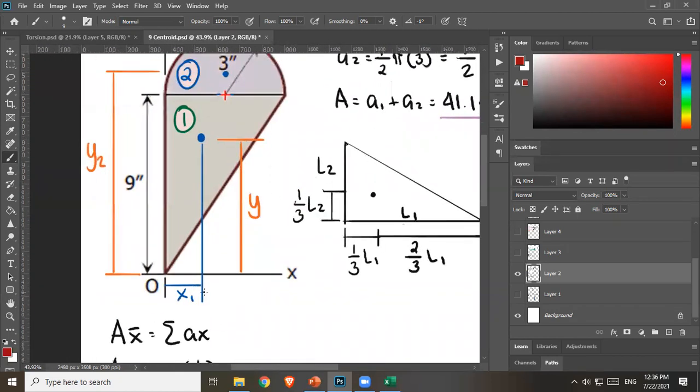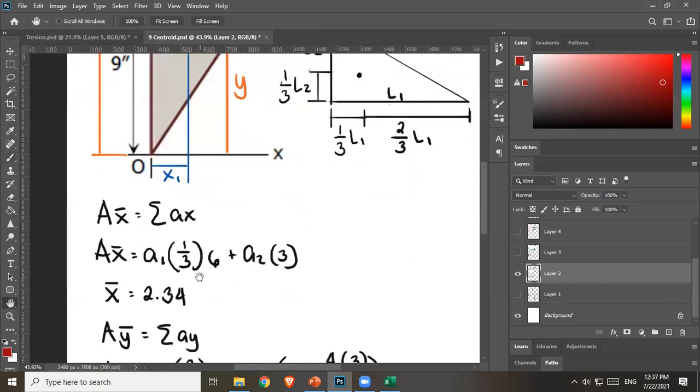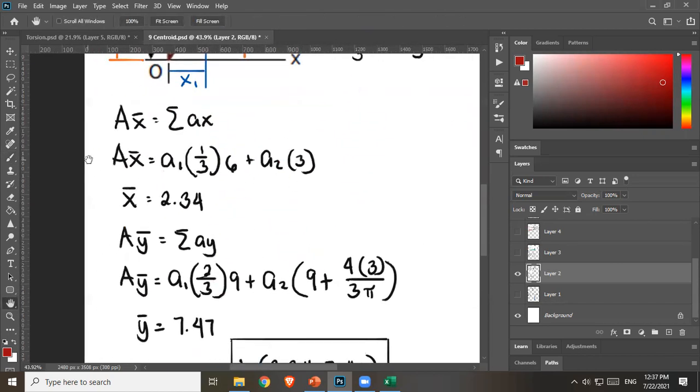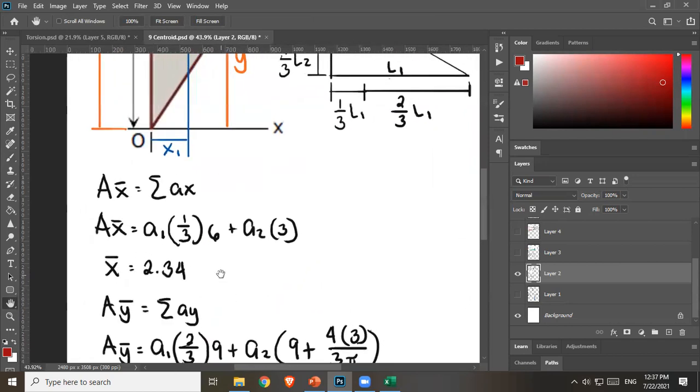So now that we know that, this is x1. So we're looking for distance from this end, which is the higher end, right? So that is 1/3 L along this direction. Okay, so 1/3 times 6, and 1/3 times 6. And then plus A2, and then distance from this y-axis, that's the radius, so that's just 3. Okay, so 3. Computing for x bar, you'll get 2.34.